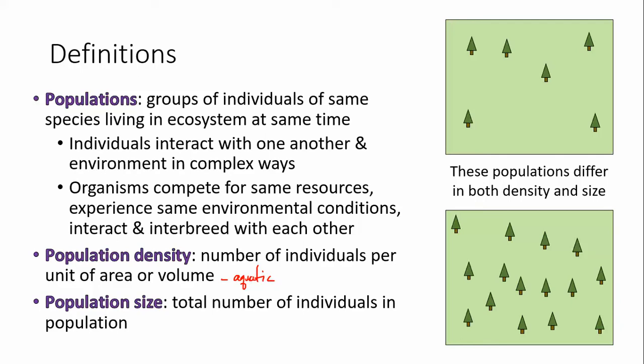And you can talk about small populations, like a local population of the number of ants in an anthill in your backyard. Or you could talk about a much larger population, the population of ants in your entire city block. So here is an example of two different populations. They differ in both population size and population density. Obviously, the one on the bottom has a larger size and has a greater density.